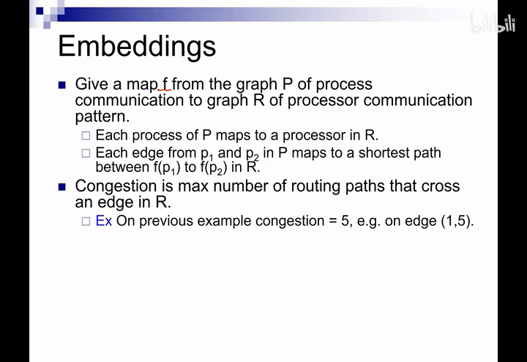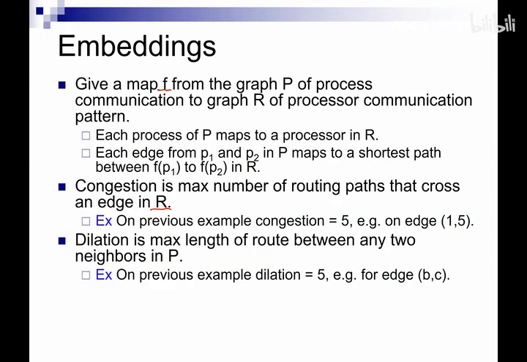So now we can look at how good this mapping is. So 2 things we're going to look at are the congestion of the mapping, right? So this is the maximum number of routing paths that cross one edge in the physical network R. Okay, so for example, in the previous example, you had 5 different paths that crossed the edge 1, 5. So the congestion was 5.